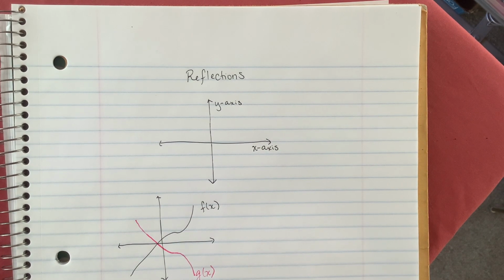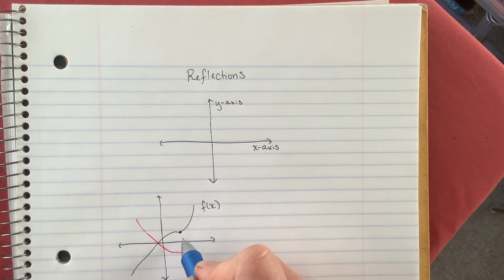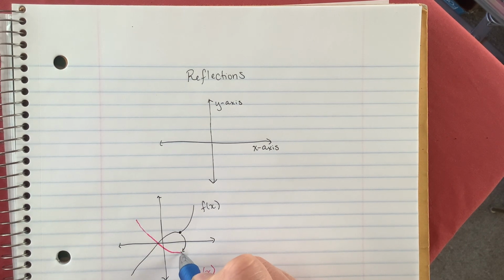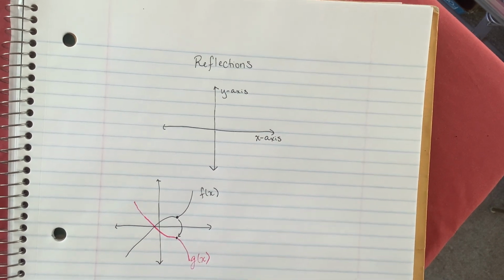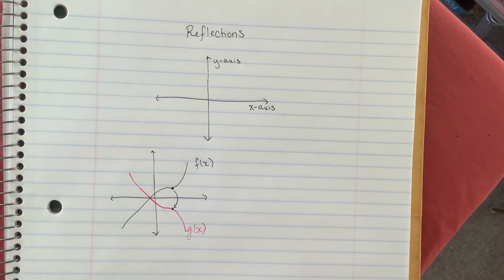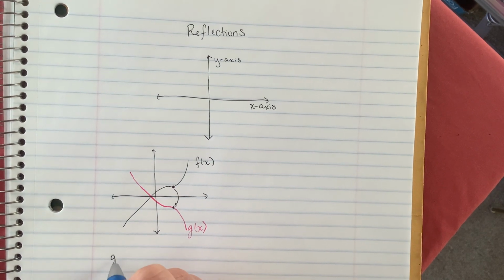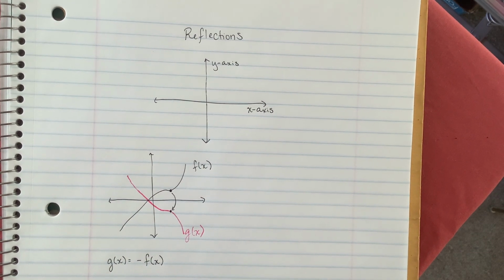So for each point on f of x, to find its new coordinate in g of x, you would just take the negative of that y value. So our formula for reflections across the x-axis is that g of x would equal negative f of x, because you're taking the y values and you're just flipping them all from positive to negative or negative to positive.